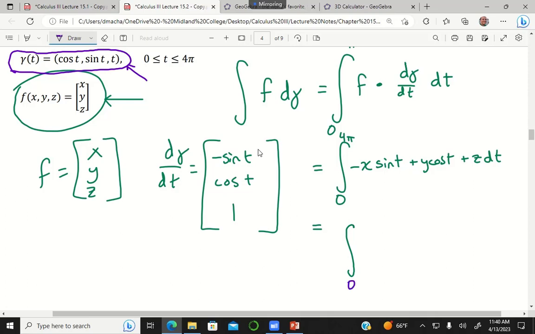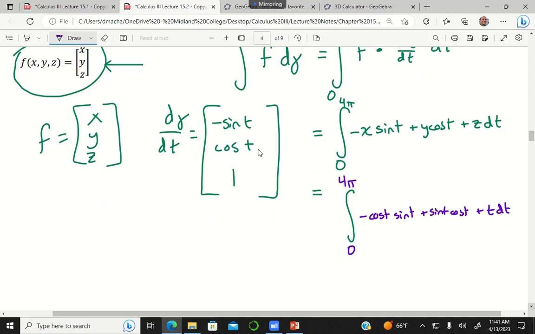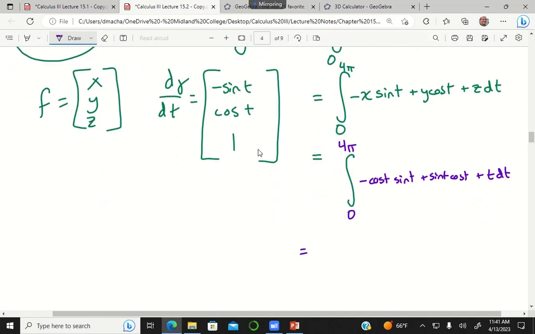So, integral 0 to 4 pi of negative x sine of t, that's negative cosine t sine t, plus y cosine t, so plus sine t cosine t, plus z, which is plus t, dt. I'm sure this is what you're referring to, but now I just have the integral from 0 to 4 pi of t dt, which I'm sure you could figure out.